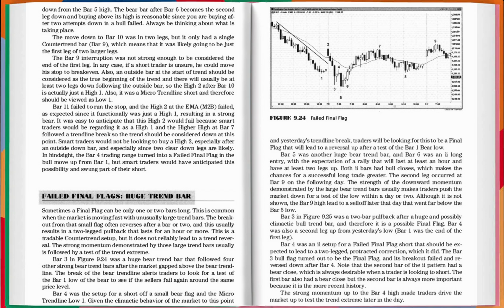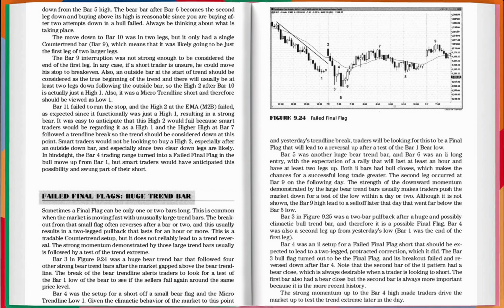Bar 5 was another huge bear trend bar, and bar 6 was a Roman 2 long entry, with the expectation of a rally that will last at least an hour and have at least 2 legs up. Both Roman 2 bars had bull closes, which makes the chances for a successful long trade greater. The second leg occurred at bar 9 on the following day. The strength of the downward momentum demonstrated by the large bear trend bars usually makes traders push the market down for a test of the low within a day or 2. Although it is not shown, the bar 9 high led to a sell-off later that day that went far below the bar 5 low.